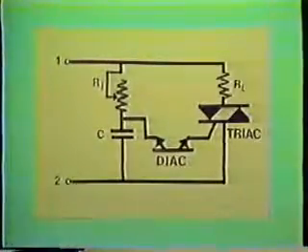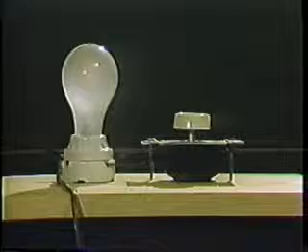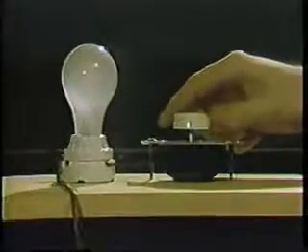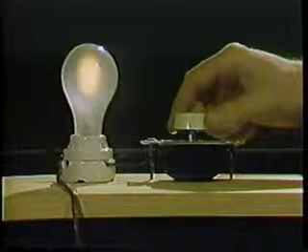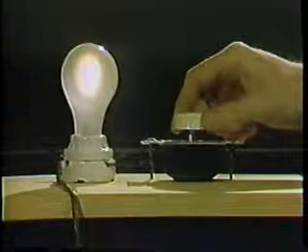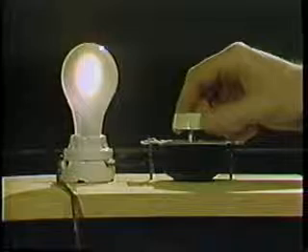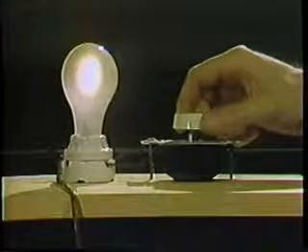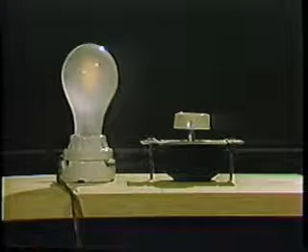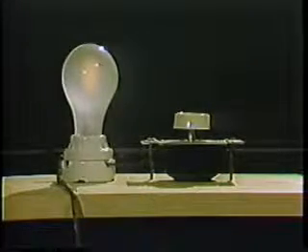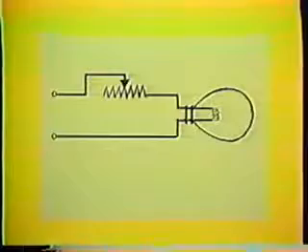We can replace the load resistor, RL, with a light bulb and have a light control circuit, or as it is more often called, a dimmer circuit. The position of the variable resistor will determine how much voltage is applied to the bulb, and hence how bright it is.